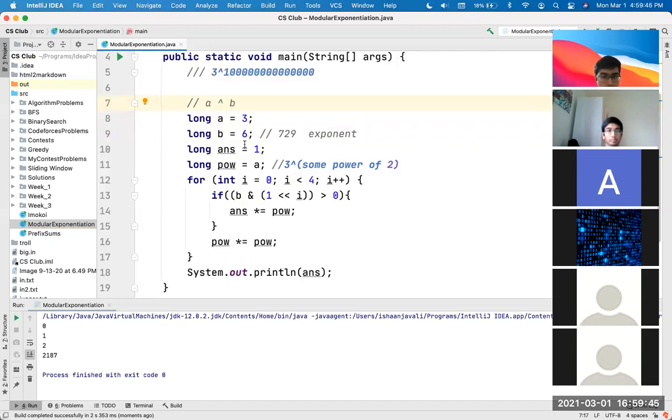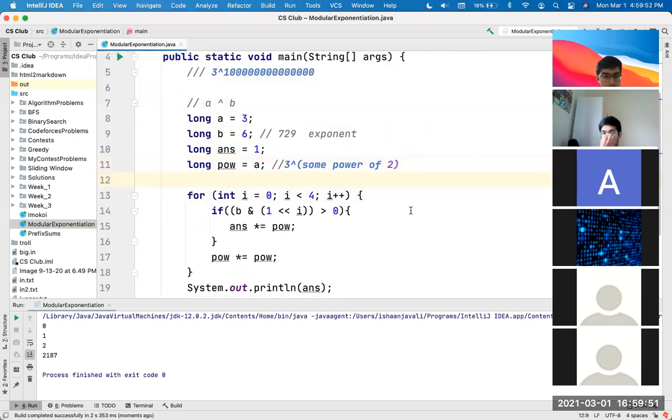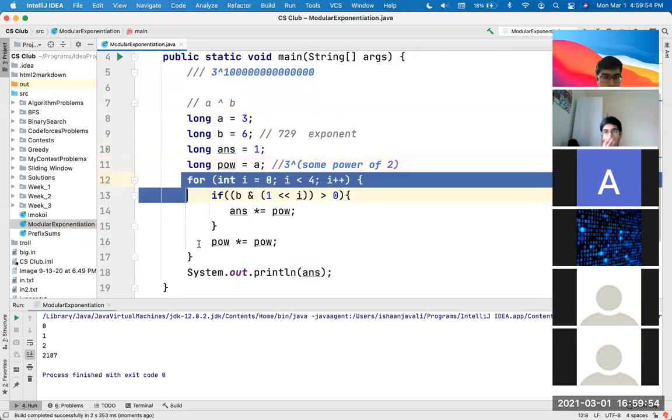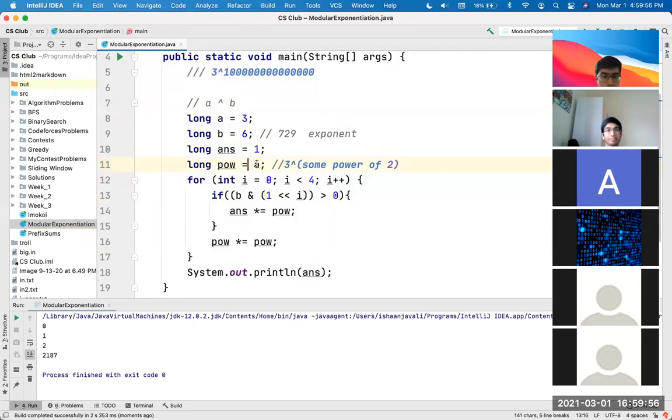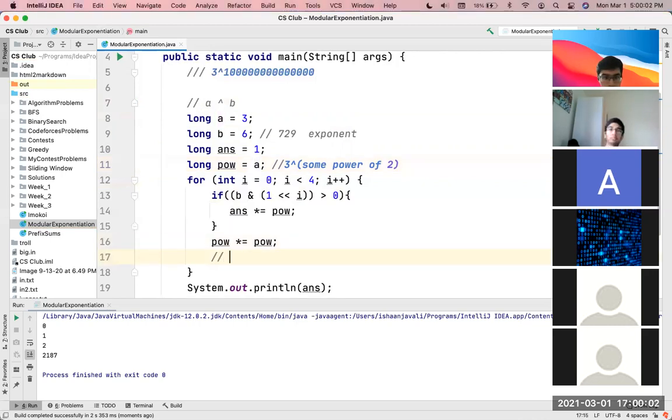So that's what we're trying to do. We're trying to find A to the B. What this pow variable is going to keep track of is 3 to the some power of 2. So first, when we go through our loop, pow will be A initially, which is 3. And then after 3, it will become 3 times 3, which is 9.